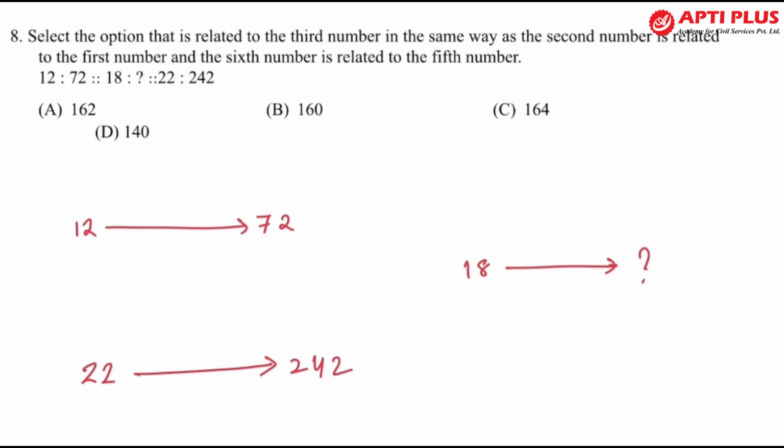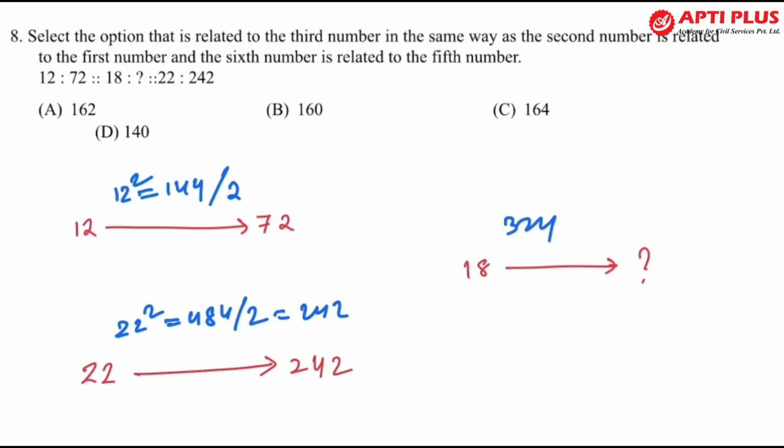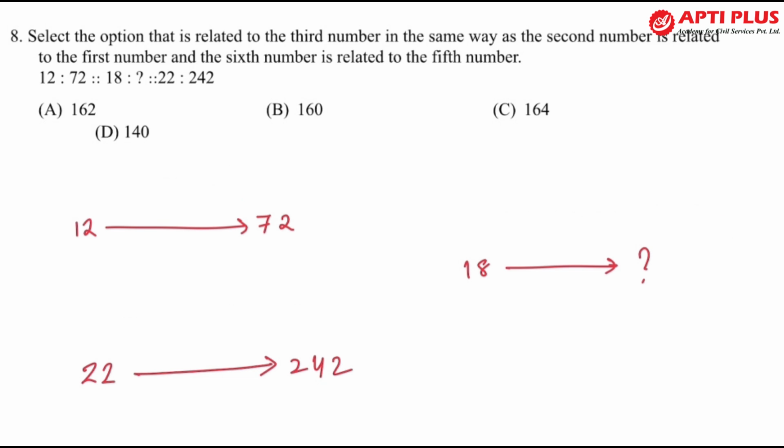Next important question is 12 to 72, 18 question mark, 22 to 242. यहाँ पे भी आपको लॉजिकल पैटर्न फाइंड करना है. So what could be the logical pattern? Logical pattern could be 12 square, that is 144. ठीक है, so 144 divided by 2 is 72. Next number is 22 square. If you square 22, you'll find that it is 484, divided by 2 is 242. Here again 18 square is 324, divided by 2 is 162. So the answer is A, 162. ठीक है, so this is the pattern here.